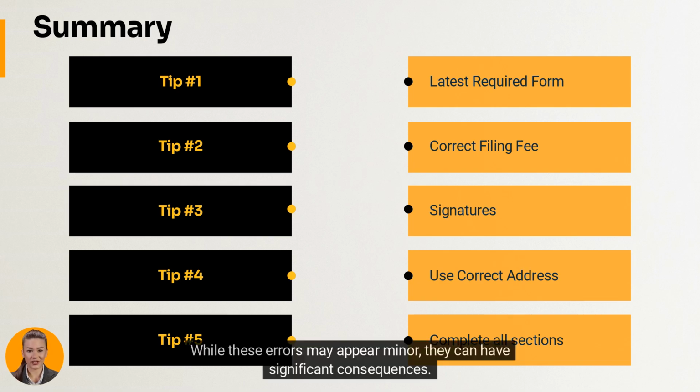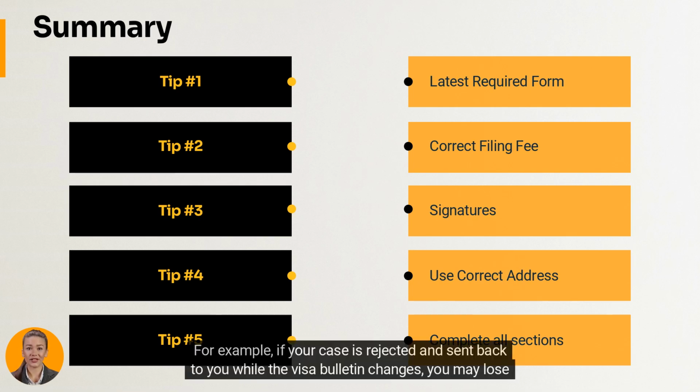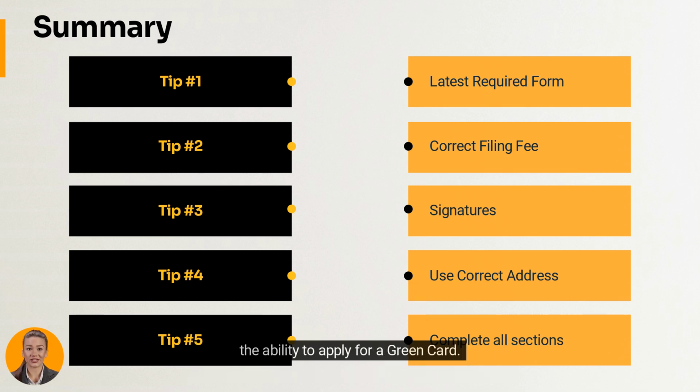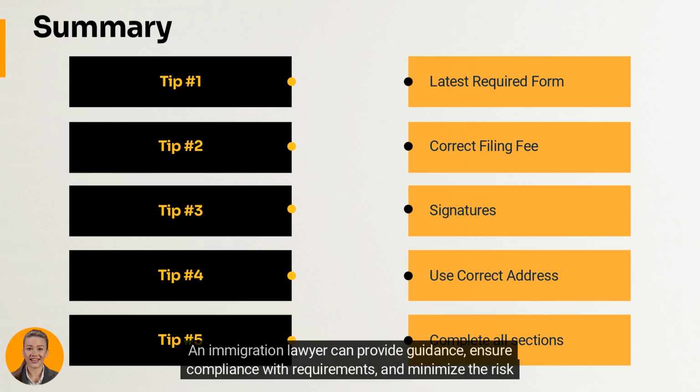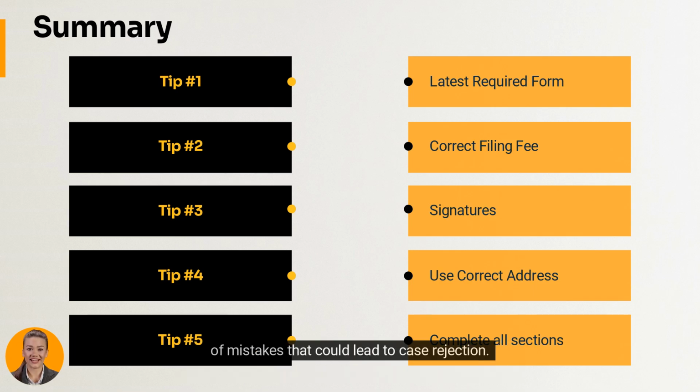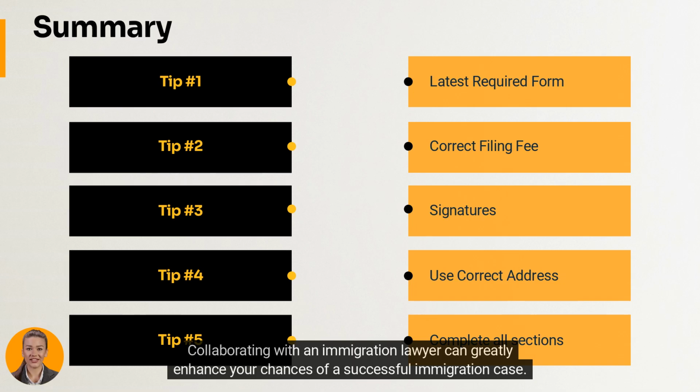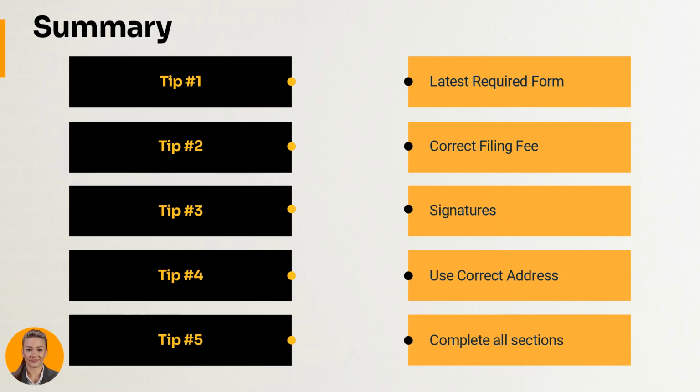While these errors may appear minor, they can have significant consequences. For example, if your case is rejected and sent back to you while the visa bulletin changes, you may lose the ability to apply for a green card. Therefore, although it is not mandatory, seeking assistance from an experienced immigration lawyer can be highly beneficial. An immigration lawyer can provide guidance, ensure compliance with requirements, and minimize the risk of mistakes that could lead to case rejection. Collaborating with an immigration lawyer can greatly enhance your chances of a successful immigration case.